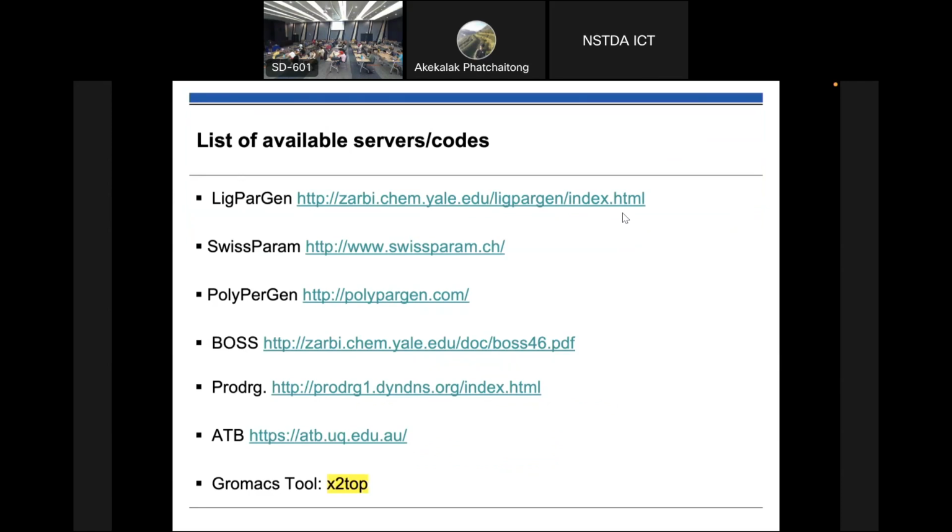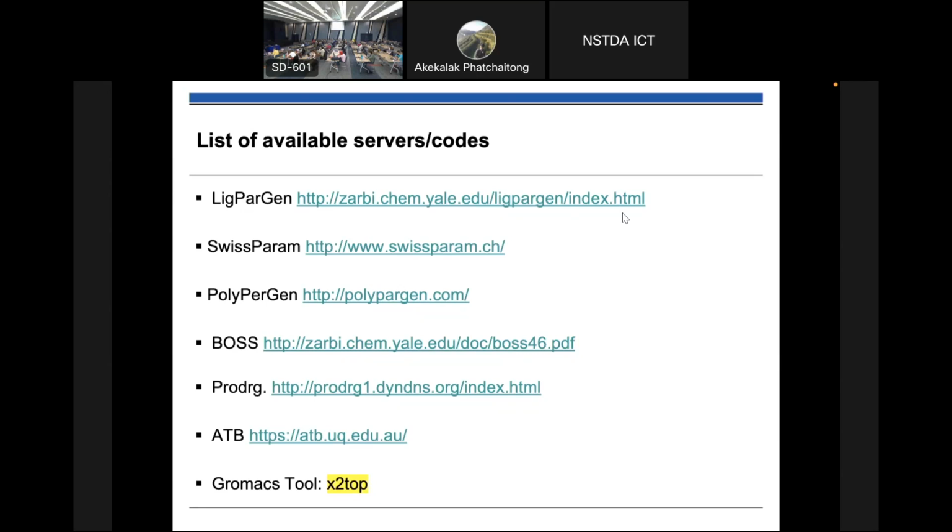SwissParam, if you are doing protein-ligand binding, gives out CHARMM parameters. You just upload your structure. It will give you the force field file for GROMACS, and for CHARMM as well. PolyParGen is for polymers, OPLS-based polymers. So if you have a large polymeric system, this is not a bad starting point at all. BOSS is basically part of LigParGen. This is a method which goes into LigParGen.